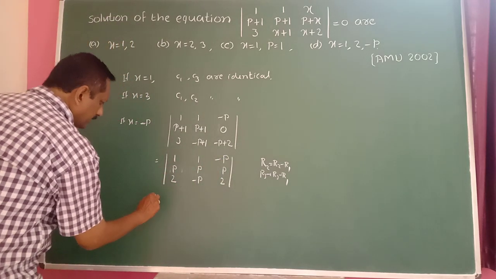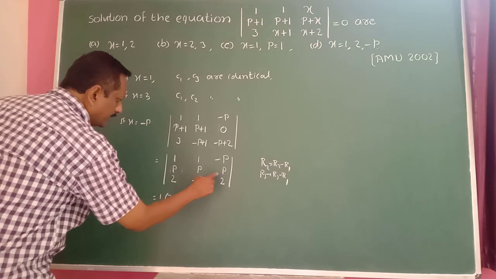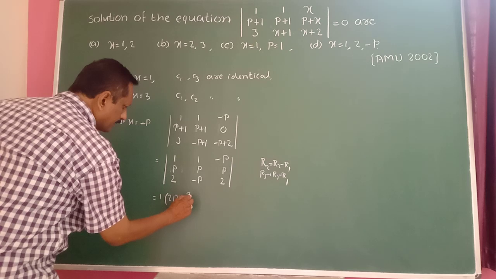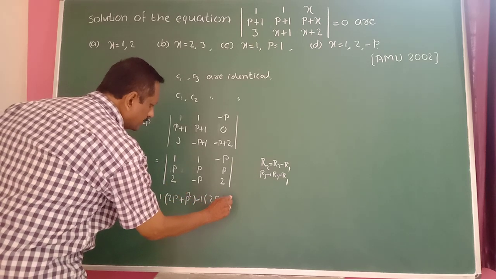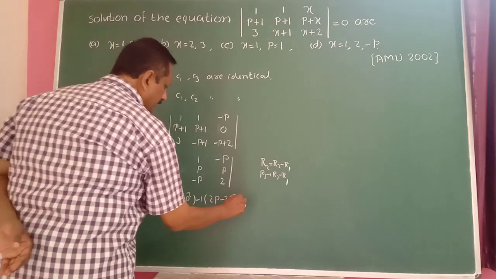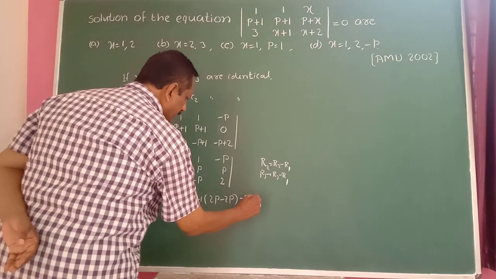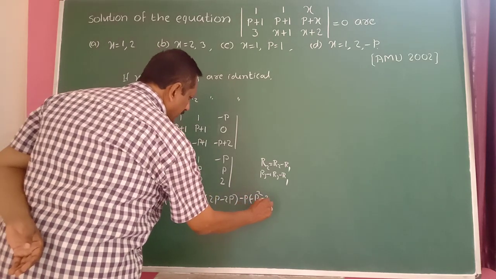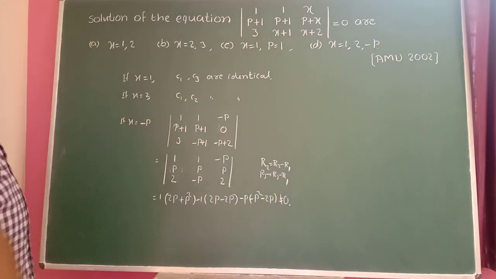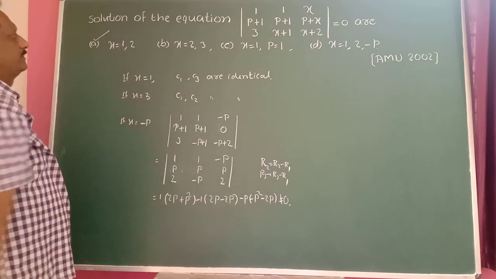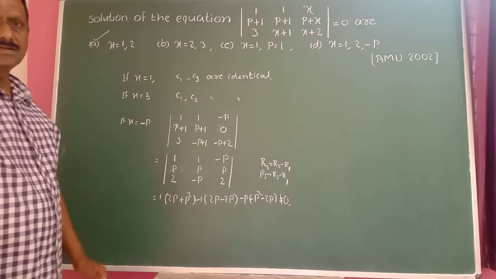Then expand it here, 1 into p into 2 becomes 2p. Then minus into minus plus here, plus p square. Minus of 1 into 2p here, minus of 2p. Then minus of p into bracket, so minus of p square here, and minus of 2p. Then obviously here this is not equal to 0. Therefore first option is correct here. X equal to 1 and x equal to 2. The value of the determinant becomes 0.